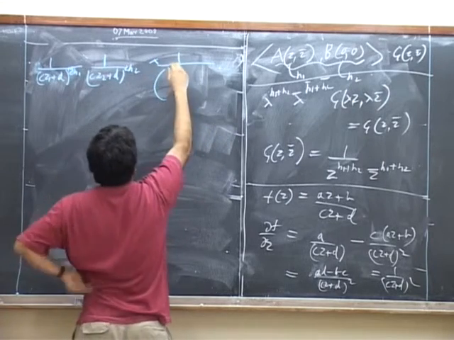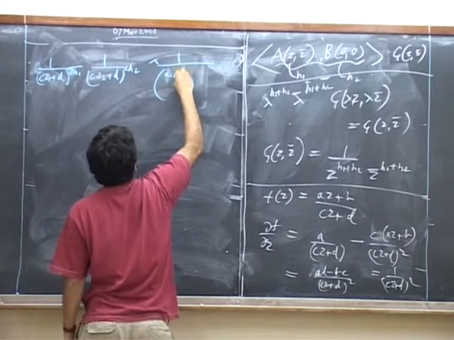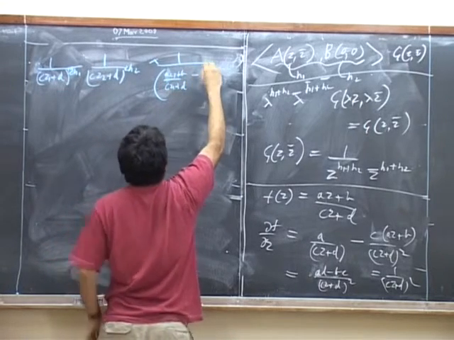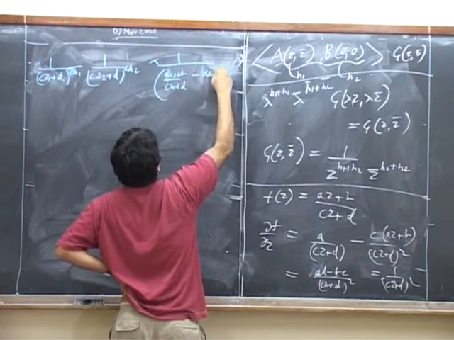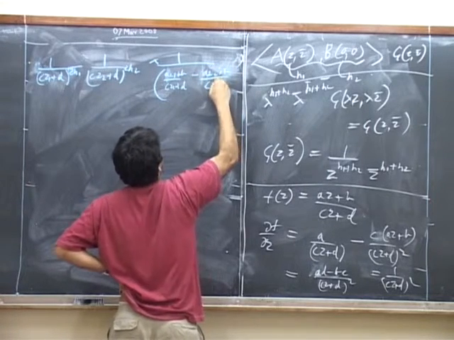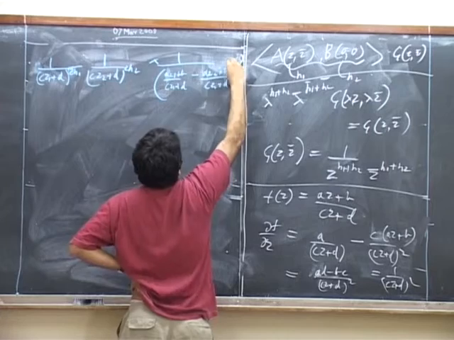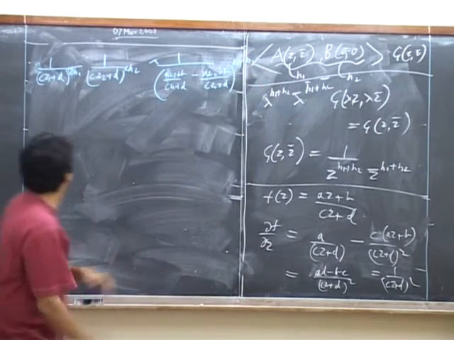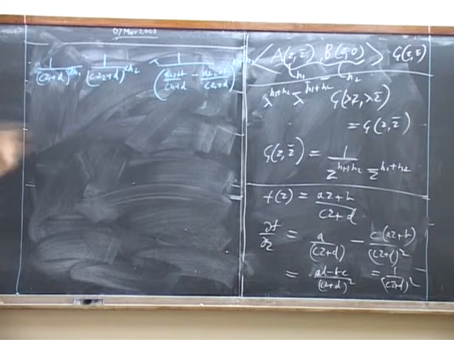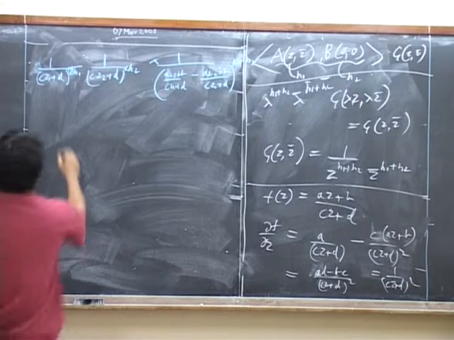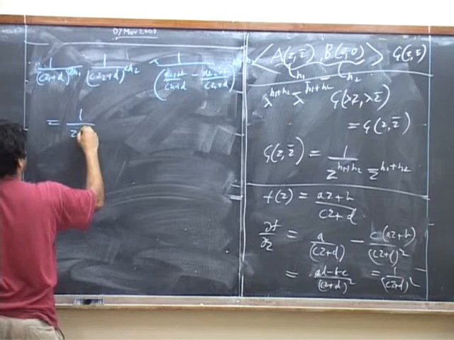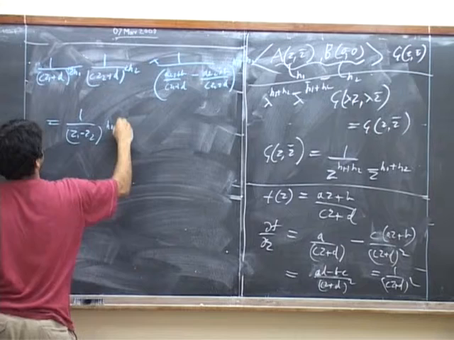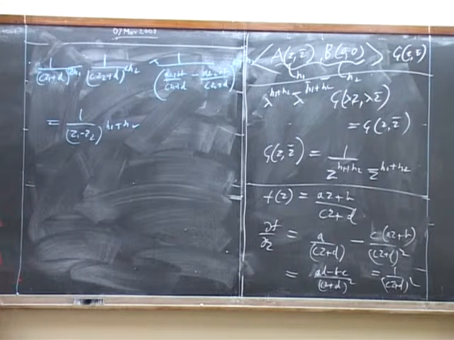So let's write that down. So Z12 is AZ1 plus B over CZ1 plus D minus AZ2 plus B over CZ2 plus D, to the power H1 plus H2. And I'm not going to write the anti-analytic stuff. That this is equal to 1 over Z1 minus Z2 to the power H1 plus H2. This is what must work.